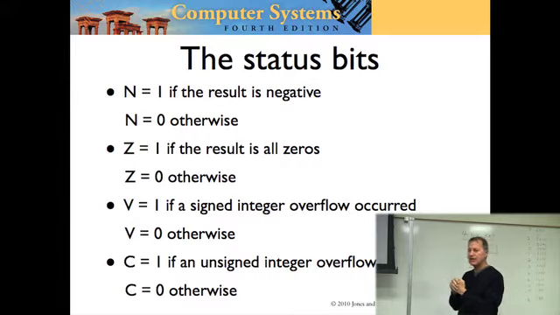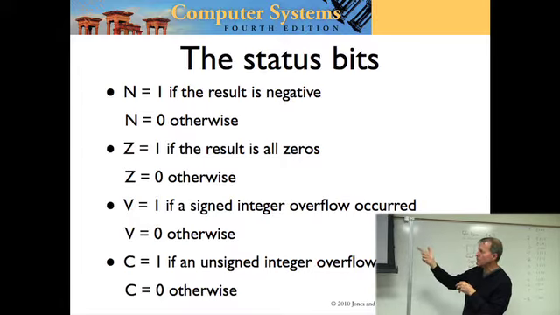And then, whenever you want to test a condition of whether a result is positive or negative, there are two other bits. The first one is the N bit, and what do you suppose N stands for? Negative. N equals 1 if the result is negative, N equals 0 otherwise. And then the other one is Z. Z stands for zero. So it's the negative, the zero, the overflow, and the carry bits. Z equals 1 if the result is all zeros, and Z equals 0 otherwise.